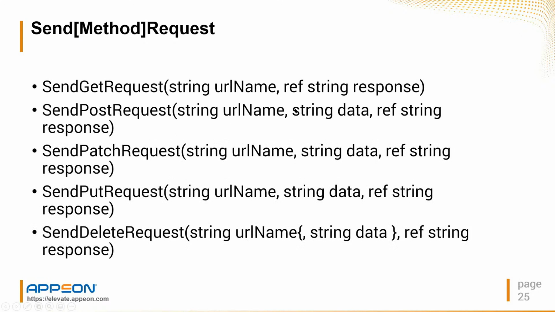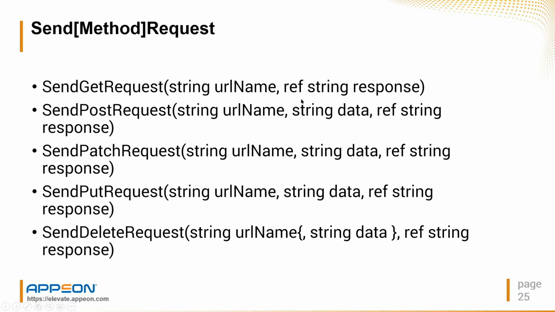So this is what it looks like. Now the main difference here, you see that in your get, you pass a URL name, and that includes any arguments in your URL, and you pass in a string for the response. On the next methods, there's this data argument. So post has a data argument, patch, put. They all have data arguments.